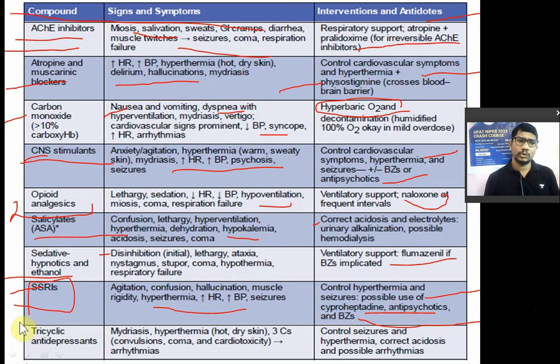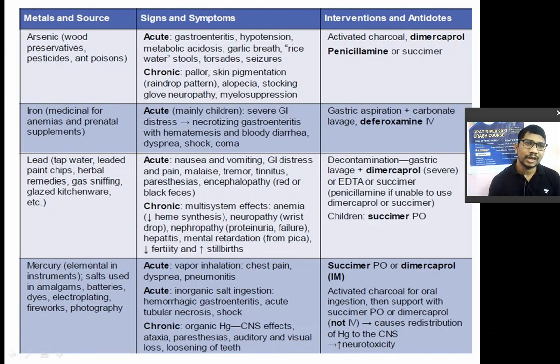If you got poisoning due to tricyclic antidepressants, for example imipramine, desipramine, amitriptyline, nortriptyline, there is mydriasis, hyperthermia, and then the 3 C's. What are they? Convulsions, coma and cardiotoxicity. So these are the symptoms of tricyclic antidepressant poisoning. So you have to control the seizures, hyperthermia, correct the acidosis, and treat possible arrhythmia.